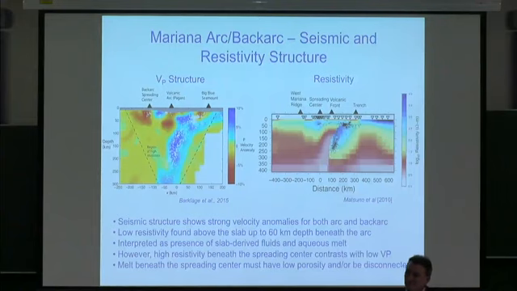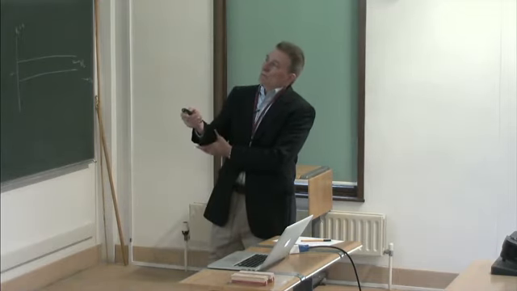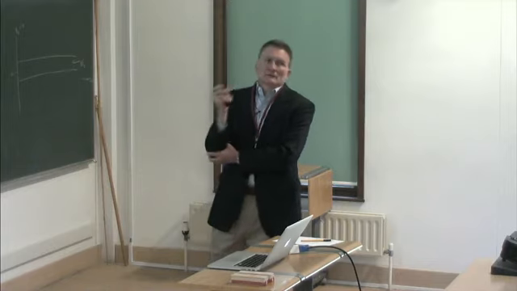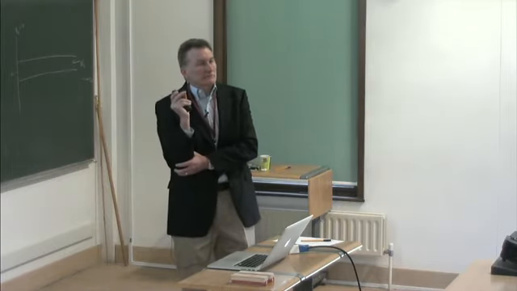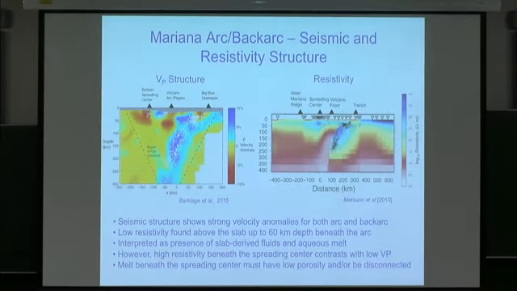Is this the active spreading center? Yes, it's the active Mariana backarc spreading center. It's about, I think, 18 north. The seismic line and the resistivity line are in approximately the same location, say within 100 kilometers. So it's hard to really explain that difference.